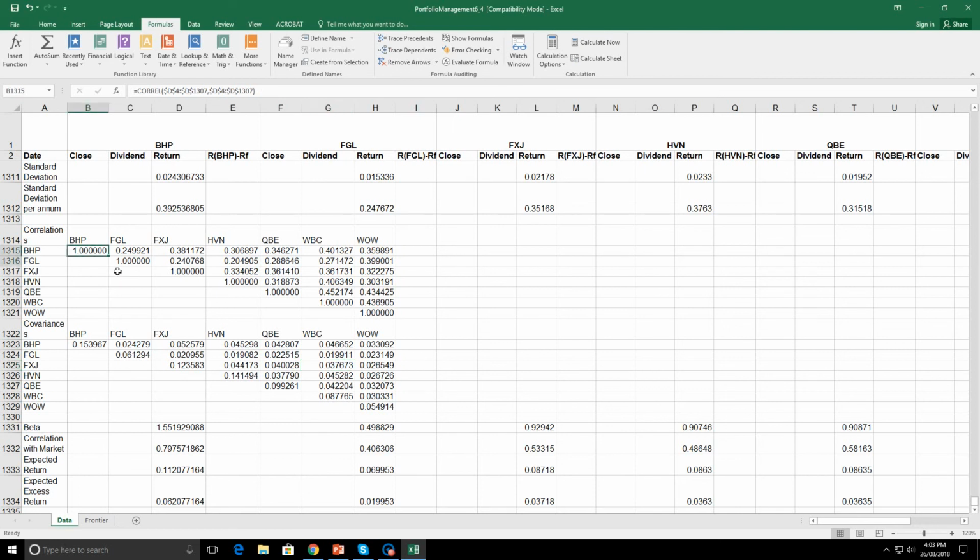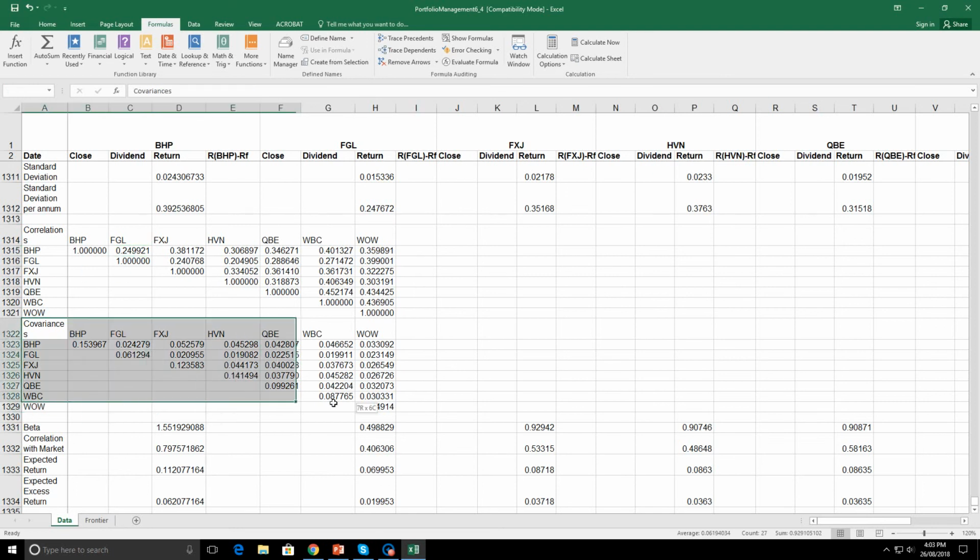Now, to calculate the correlation, like covariance, we use the CORREL function. So C-O-R-R-E-L, CORREL. For example, in this case, it is the correlation between BHP and Foster's Group. Once again, this part is the returns of BHP and this part is the return of Foster's Group. So that shows the correlation between these two.